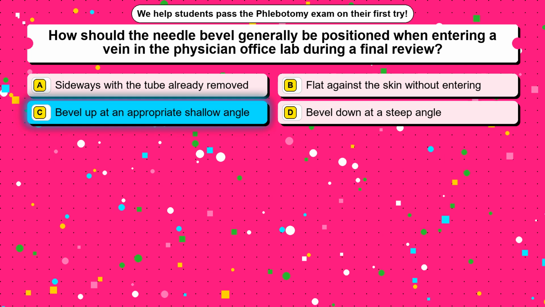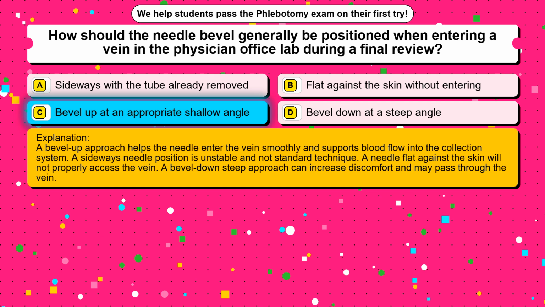The correct answer is option C. Bevel up at an appropriate shallow angle. A bevel-up approach helps the needle enter the vein smoothly and supports blood flow into the collection system. A sideways needle position is unstable and not standard technique. A needle flat against the skin will not properly access the vein. A bevel-down steep approach can increase discomfort and may pass through the vein.